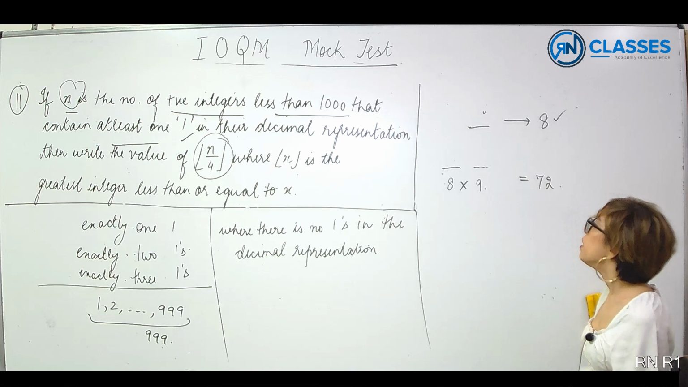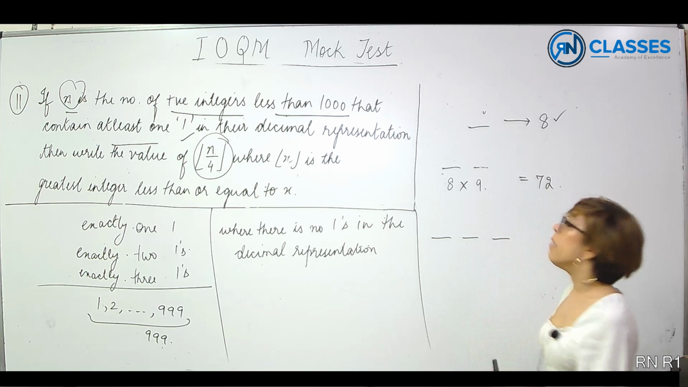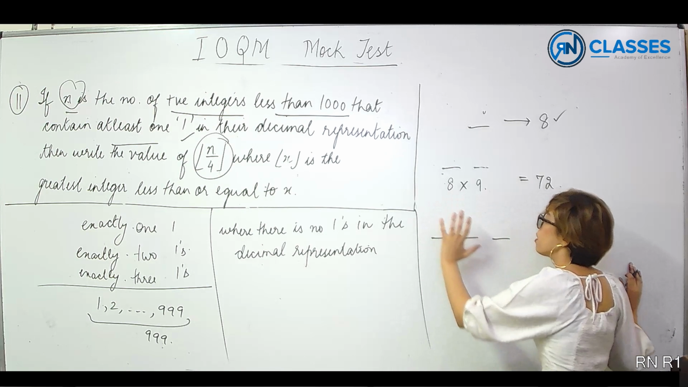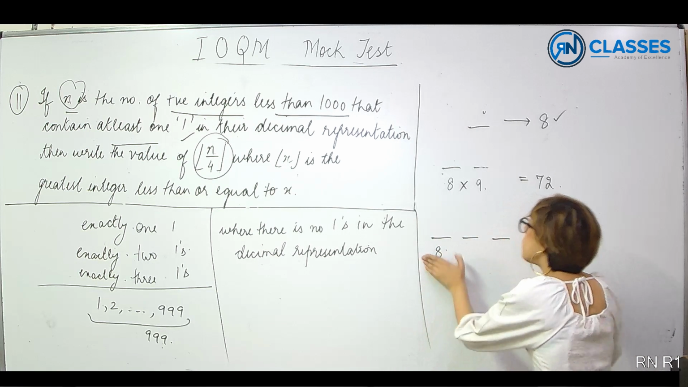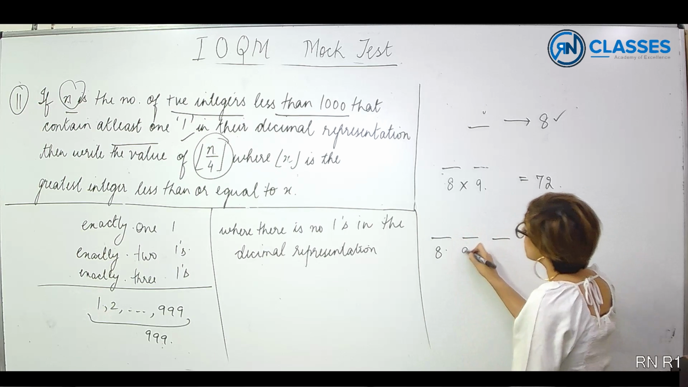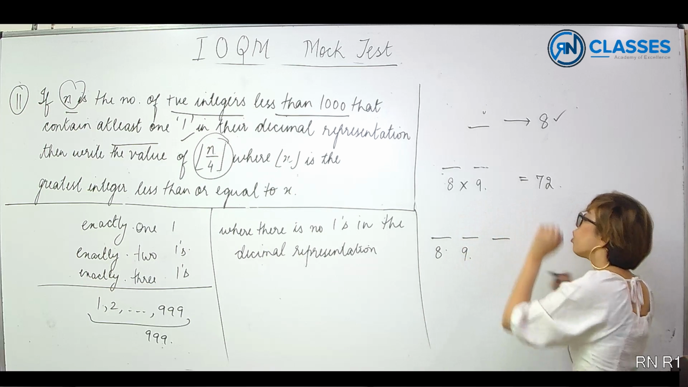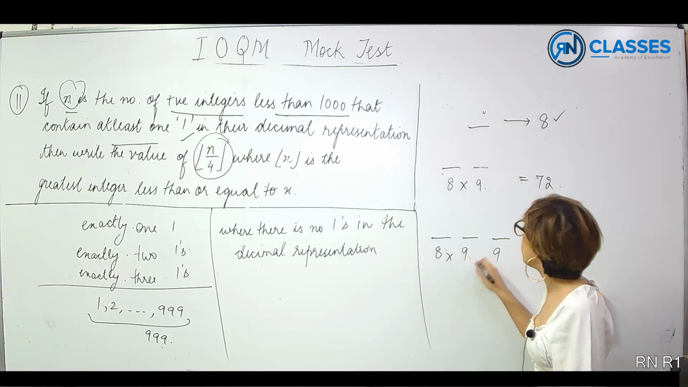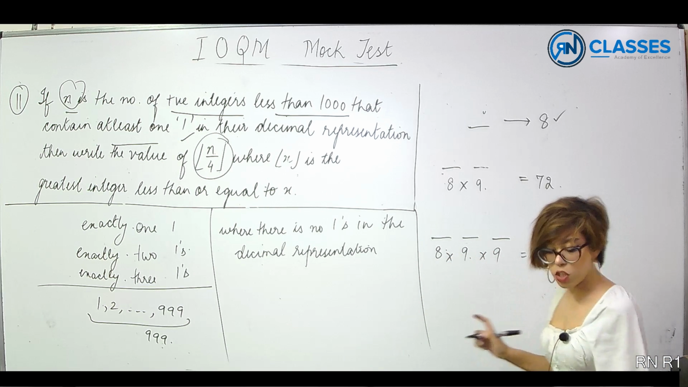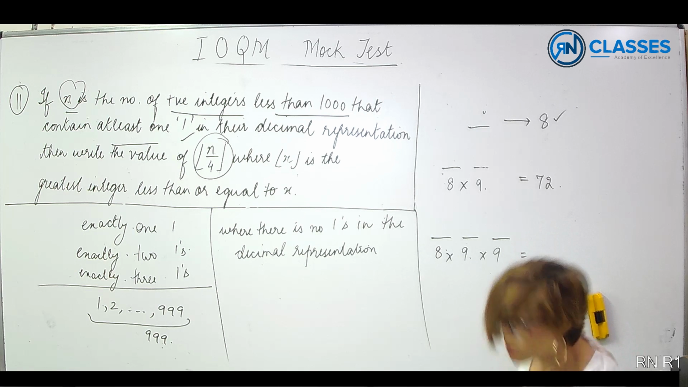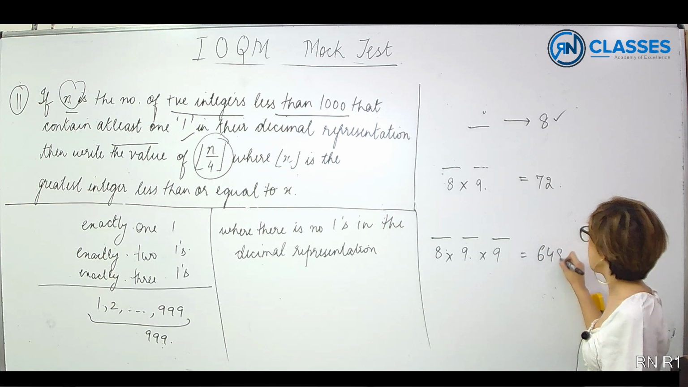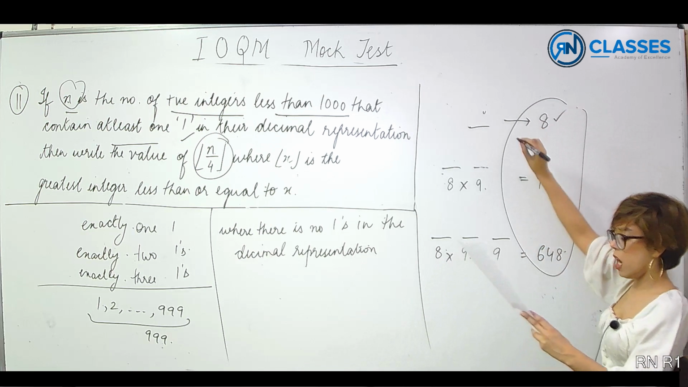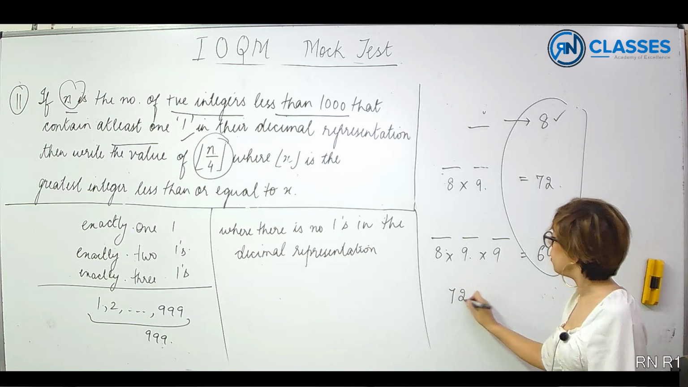Now, the third case, 3-digit numbers, where 1 should not be present. For the first place, 0 cannot be there and 1 should not be there, so that means 8 ways. Corresponding to this, 1 cannot be there, that means 9 ways. Corresponding to this, 1 should not be there, 9 ways. In total, it is 8 into 9 into 9, which turns out to be 648. So in total these are 728 in number.